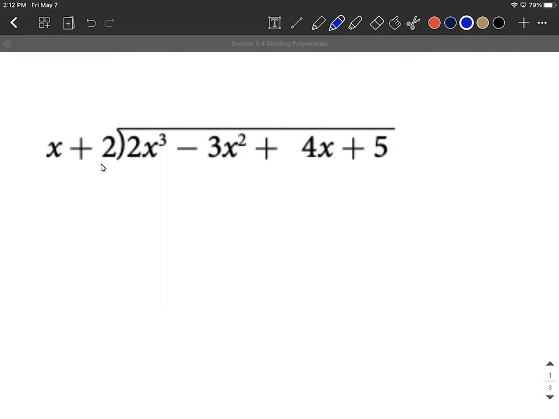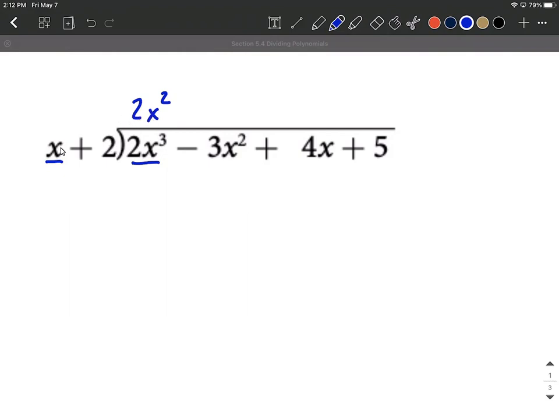Next up, we want to focus on the very first terms. You want to think to yourself, x multiplied by what will make exactly 2x cubed. So x multiplied by 2x squared is going to make 2x cubed. So very similar to with our constants, whatever you put up here in the quotient, you're going to multiply that by whatever's in the divisor. But we also have to remember that you want to multiply by each one of these terms individually. So distribute to both of those.